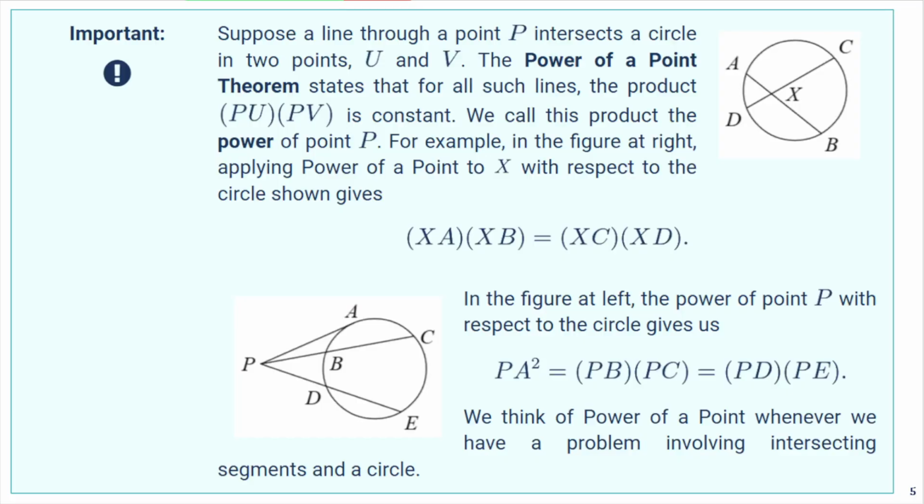So let's have a look at this property here. Suppose a line through a point P intersects the circle in 2 points, U and V. The power of a point theorem states that for all such lines, the product PU times PV is constant. We call this product the power of point P. For example, in the figure at right, applying power of a point to X with respect to the circle shown gives us XA times XB equals XC times XD. In the figure at left, the power of a point P with respect to the circle gives us PA squared equals PB times PC, which also equals PD times PE.